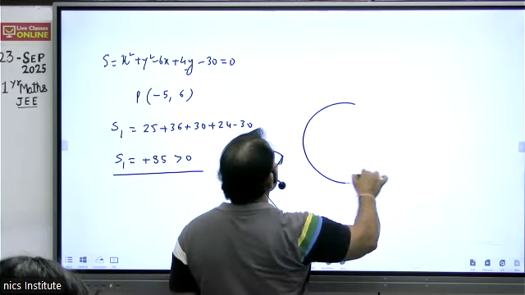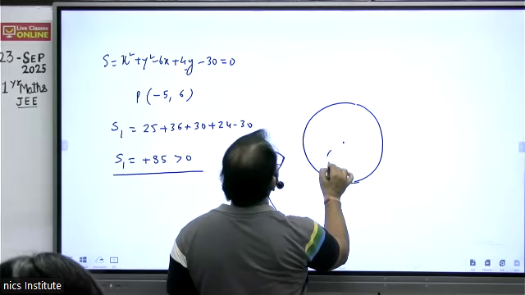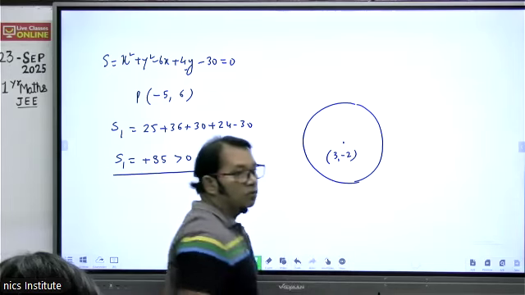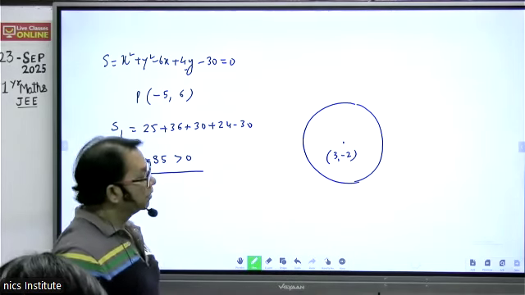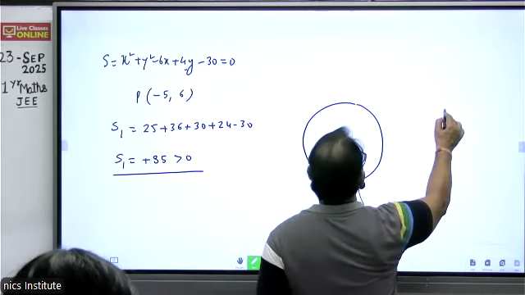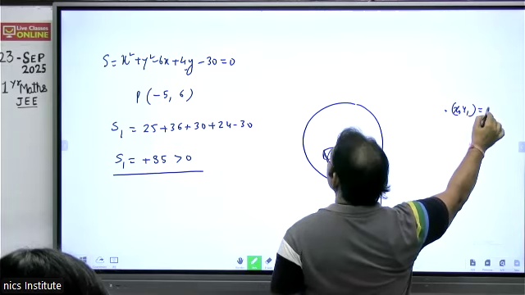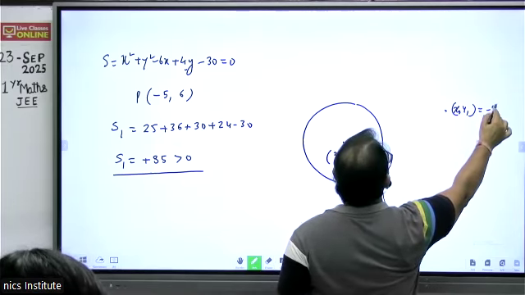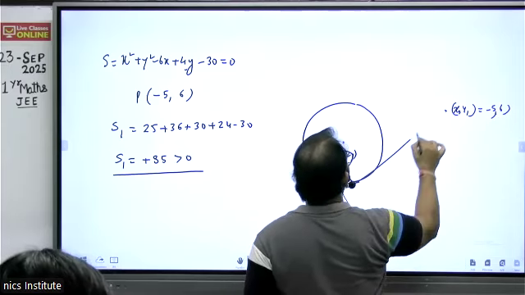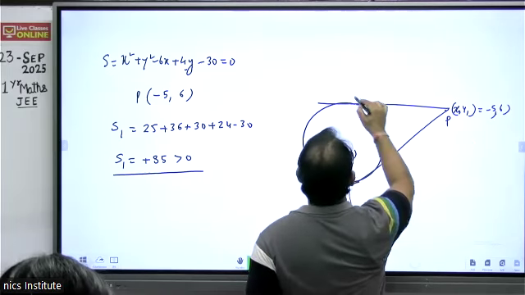So this is the situation. Circle का center कितना है? 3 comma minus 2. And just divide it by minus 2. You get the equation, center of the circle. Now the point is outside the circle, which is minus 5 comma 6. So from an outside point, you can always draw two tangents.